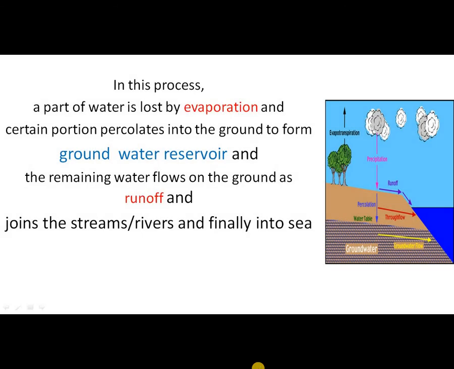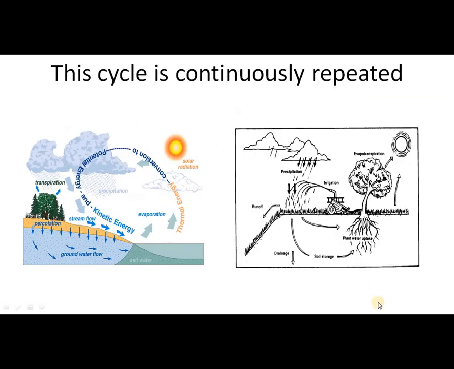So in the entire process, a part of water is lost by evaporation from the seas or oceans, and a certain portion percolates into the ground to form groundwater reservoir, and the remaining water flows on the ground as runoff and joins the streams and rivers and finally the sea. So this is called the hydrological cycle. This cycle is continuously repeated in nature.